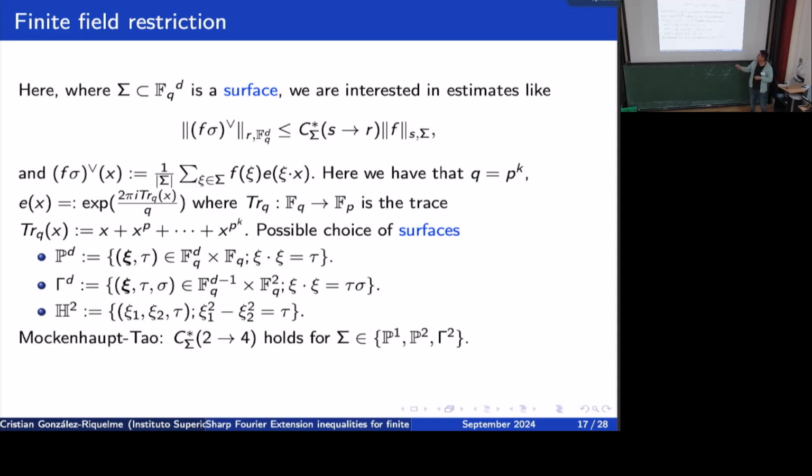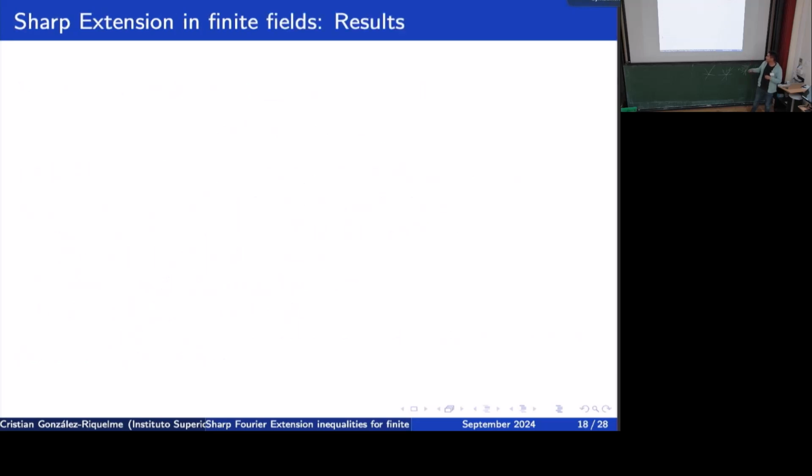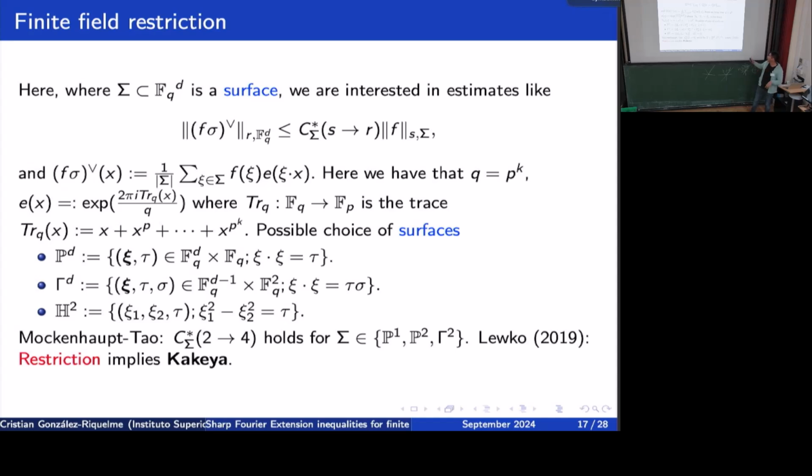First, Mockenhaupt and Tao obtained some estimates, L2 to L4 inequalities, for the parabola, paraboloid, and cone. And Lewko proved in some way that restriction implies Kakeya, recently in 2019. Well, we already know that Kakeya is true, but we now have a formal proof of this. So the restriction conjecture in finite fields is still an open problem.